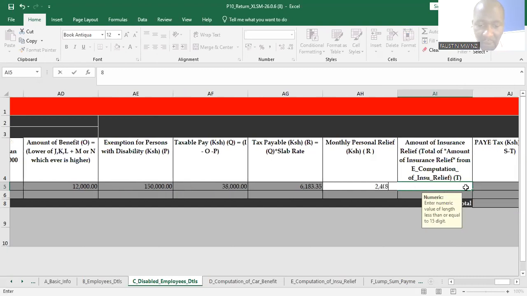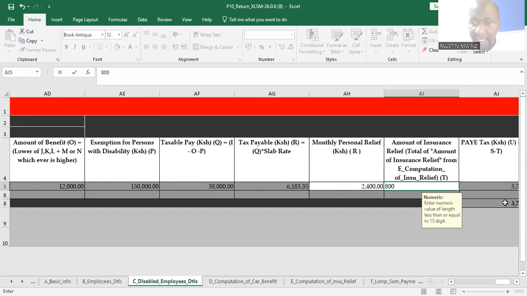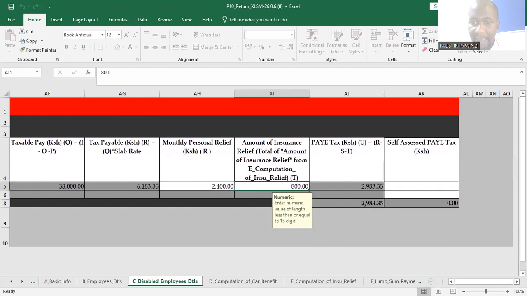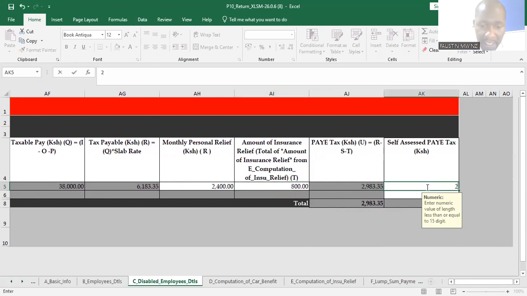Insurance relief, let me assume some amount of 800. Let us see the amount that this guy is paying as tax. 2983.35. Okay, that is how you deal with this person with disability.